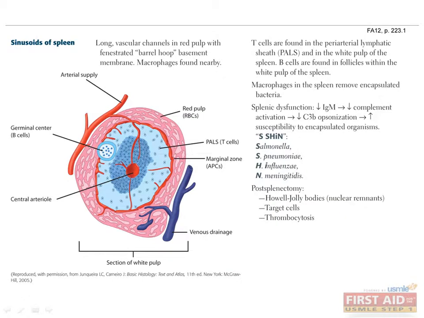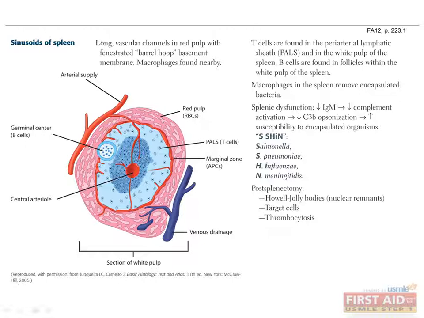The spleen is another important site of immunologic modulation. Just as we did in discussing the lymph node, it's important to recognize the organ's architecture, as well as the types of cells located here. The sinusoids are long vascular channels located in the red pulp of the spleen, nearby which macrophages are located. The macrophages in the spleen play an important role in the removal of encapsulated bacteria.